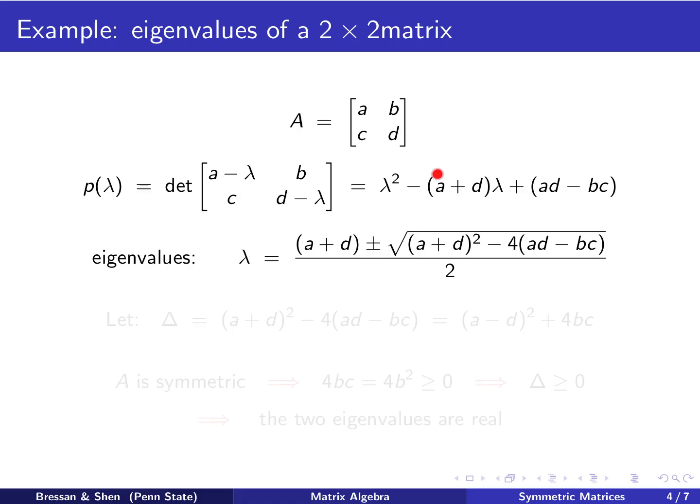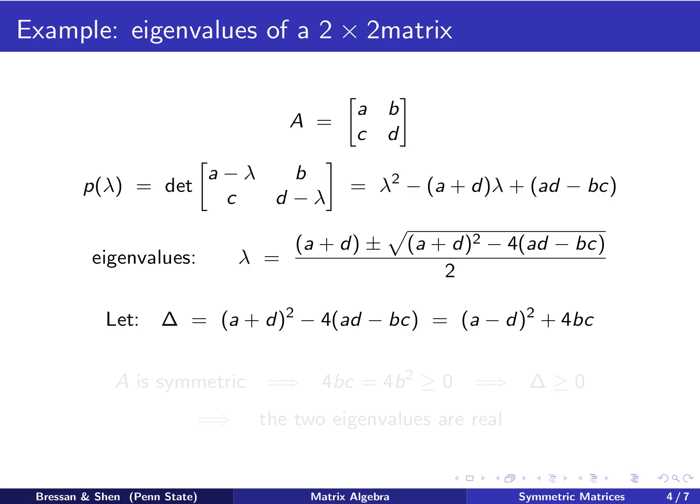And then you will see that this term here is actually the trace of the matrix A. It's a plus d. And this term here is the determinant. That's ad minus bc here. And we can find the eigenvalues in general form by the quadratic formula for the roots, okay? So that will be negative of this, plus minus the square root of this squared minus 4 times 1 times the constant, the whole thing divided by 2. So that is, we already know all that.